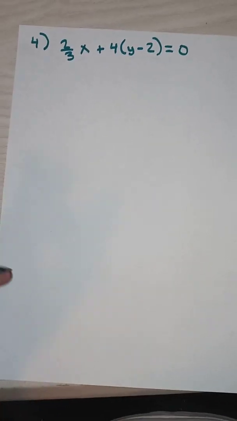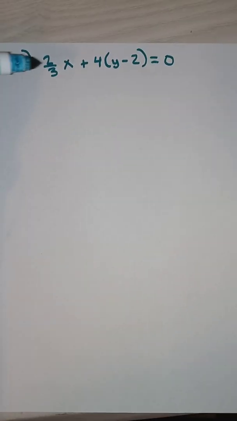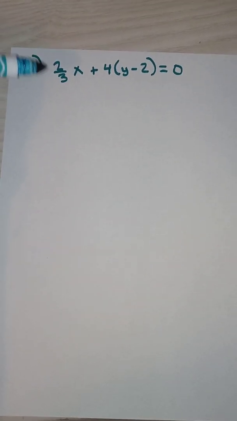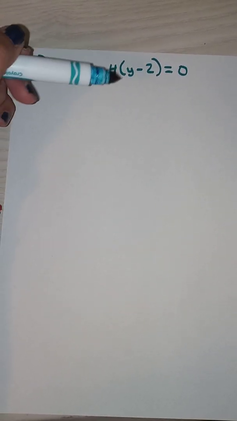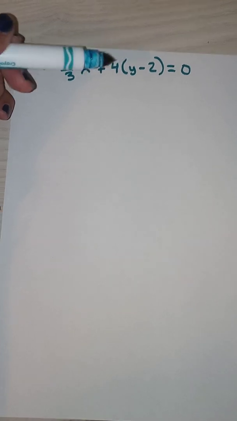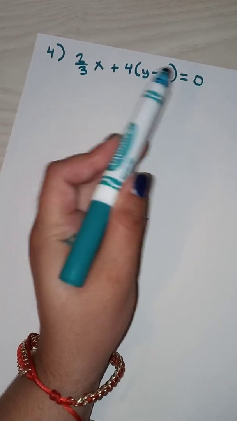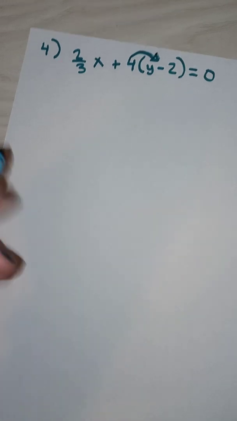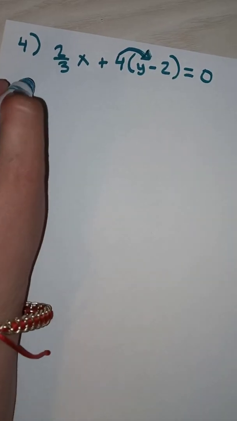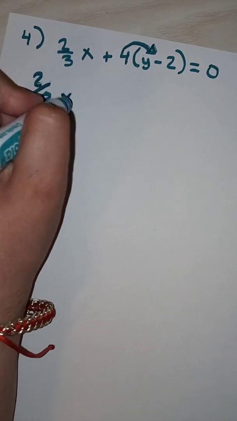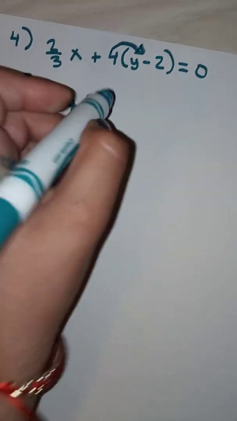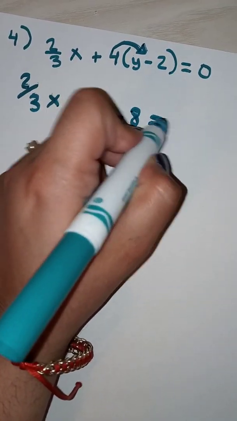Problem number 4 looks a little bit complicated because we have parentheses. It's 2/3 x plus 4, open parentheses, y minus 2, close parentheses, is equal to 0. Well, the first thing I can do is distribute the 4 throughout the parentheses. Distribute. And we rewrite the whole equation into 2/3 x plus 4y minus 8 is equal to 0.